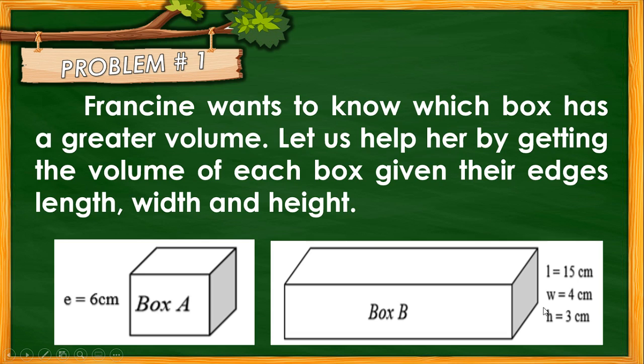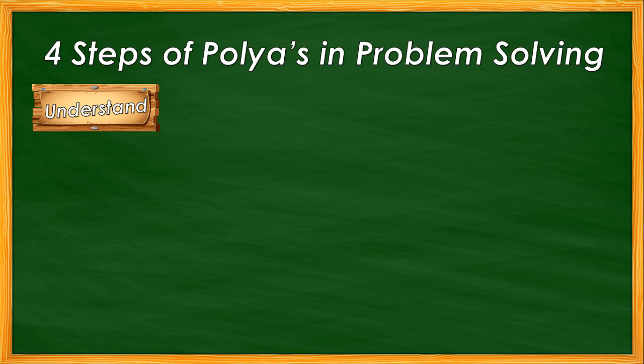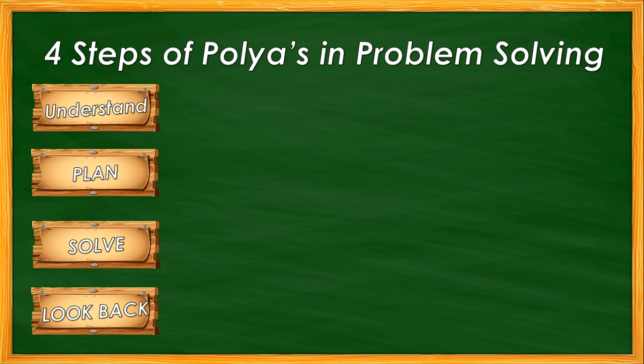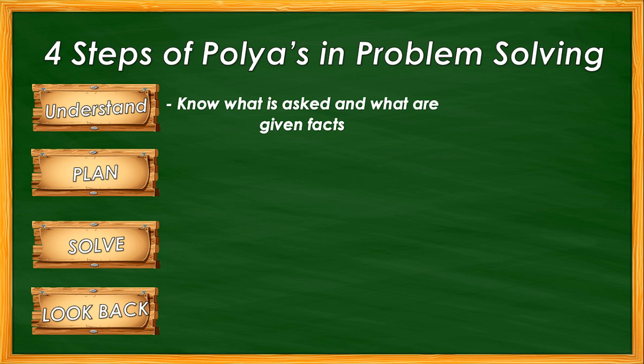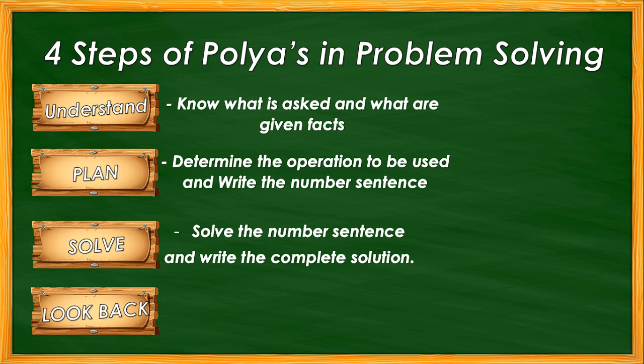But before that, let's recall the 4 steps of Polya in problem solving. We have understand, plan, solve, and look back. In understanding, we're going to know what is asked and what are the given. In the planning, we're going to determine the operation to be used and write the number sentence. In solving, we're going to solve the number sentence and write the complete solution. And in look back, write and state the final answer.